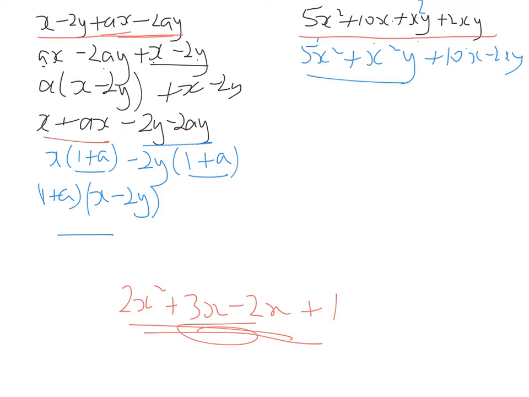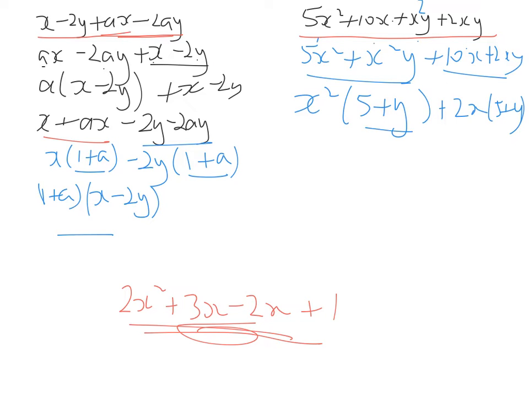Now over here, I'm going to take out a common factor of x squared. So I've got x squared, and this leaves me with 5 plus y. Now we're left with 10x minus 2xy. I'm going to take out a common factor of plus 2x. So we've got 2x, and we're left with 5 plus y.